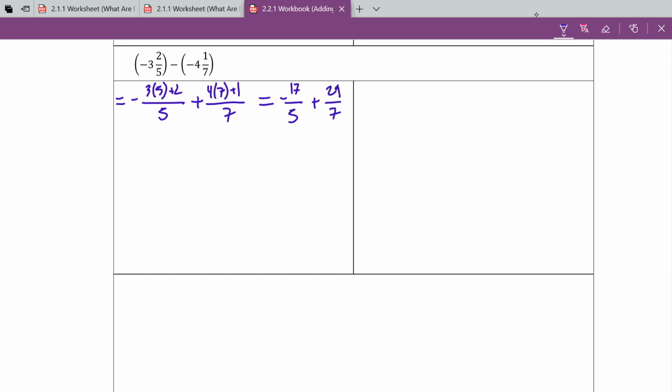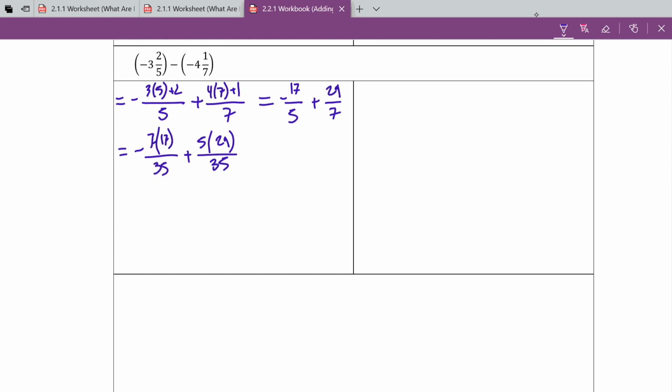All right. So now we're stuck with the denominator issue here. We need a common denominator between 5 and 7, and I think the smallest one we'll get is 35. So we're going to bump up the left side to 35 by multiplying it by 7. So negative 7 times 17 over 35. And we're going to bump up the right side by multiplying it by 5. So 5 times 29 over 35.